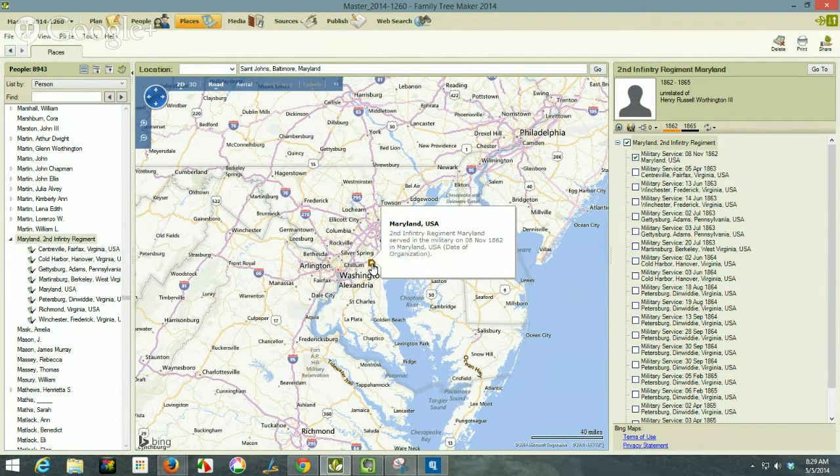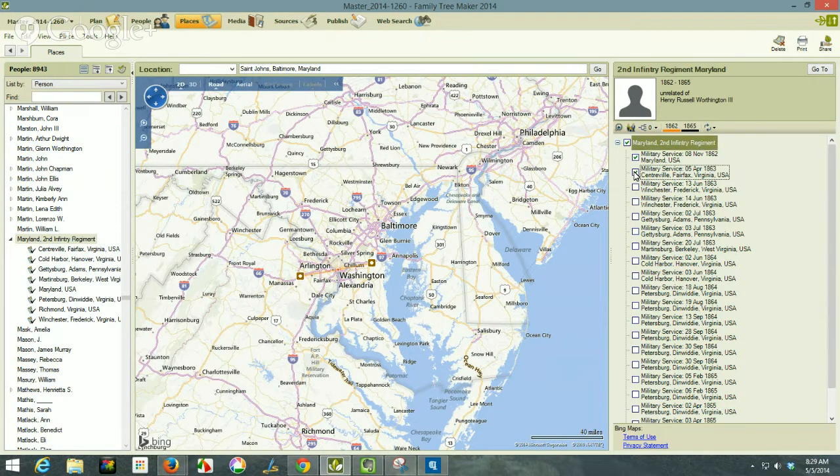And I can hover over the icon for Maryland. I haven't zoomed out, so you'll see why in a minute. So that's the text that I picked up from that person in the event. Now, the first battle that they were part of, they were established November 8th, 1862, and on April 5th, 1863, we find them in Centerville, Fairfax County, Virginia, in that battle.